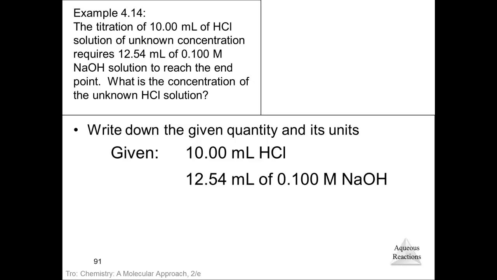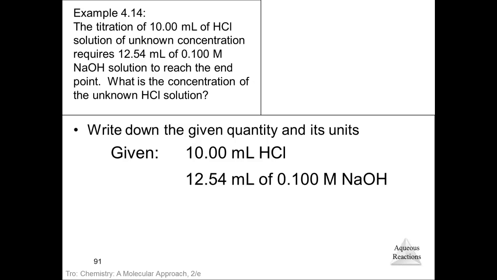So here we're told we're going to titrate 10 milliliters of a hydrochloric acid solution of unknown concentration. So we don't know the molarity. We don't know how many moles of HCl we have in that 10 milliliters. We do, however, know that we titrated it with 12.54 milliliters of a sodium hydroxide solution, and that sodium hydroxide solution was exactly 0.1 molar, or 0.1 moles per liter of sodium hydroxide. So what's the concentration of the unknown solution?